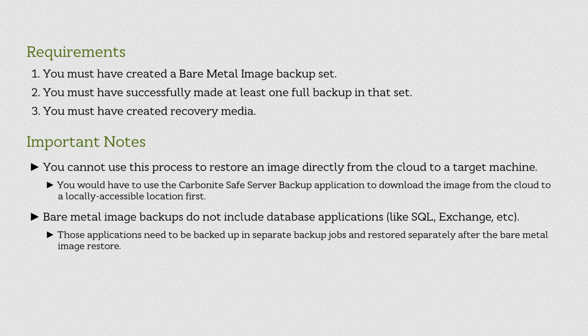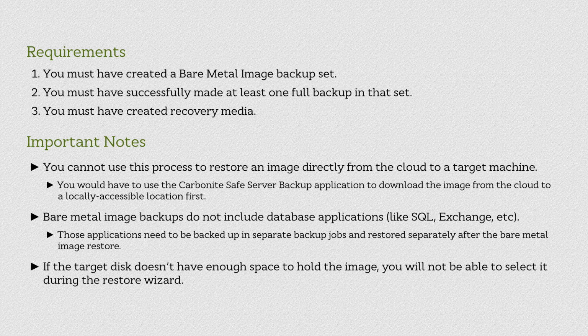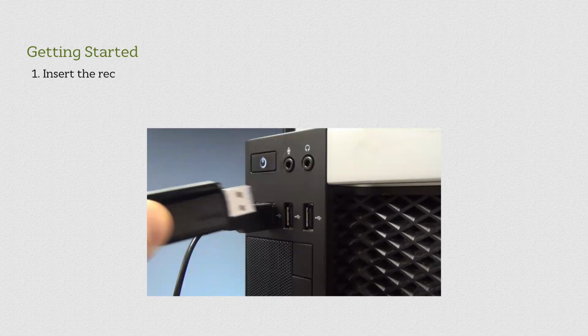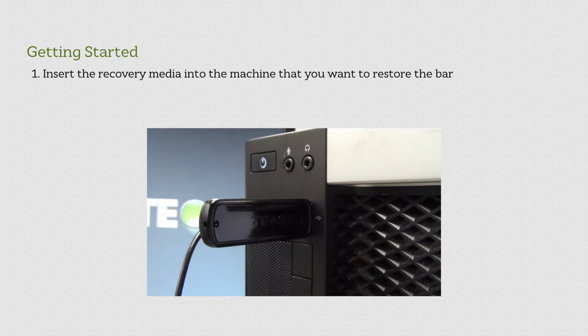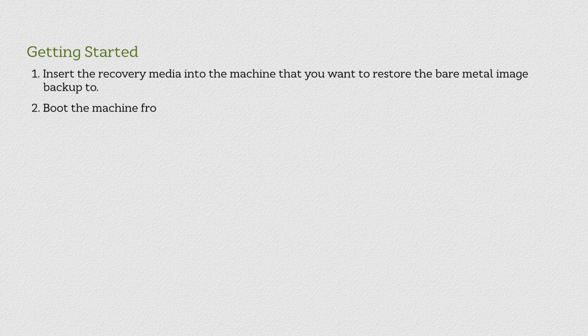You also need to make sure that the target machine has enough disk space to hold the entire image, or you won't be able to select it as a target using the recovery wizard. Step 1. Insert your recovery media into the machine you want to restore your bare metal image backup to. The next step is getting the machine to boot using the recovery media.